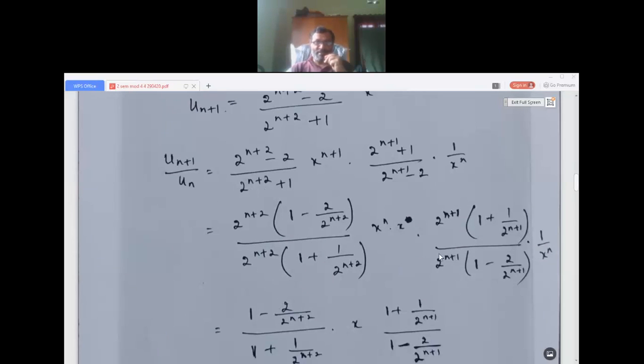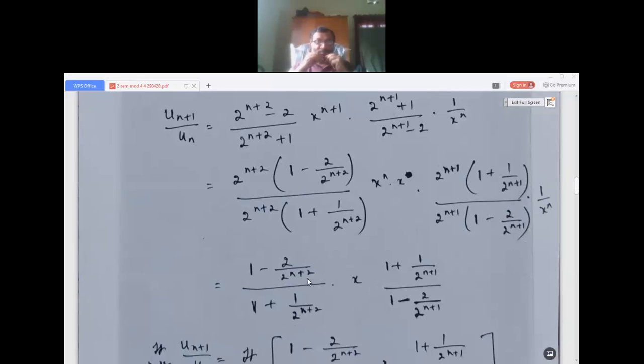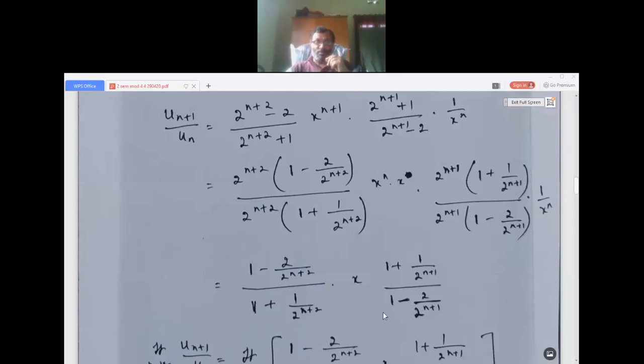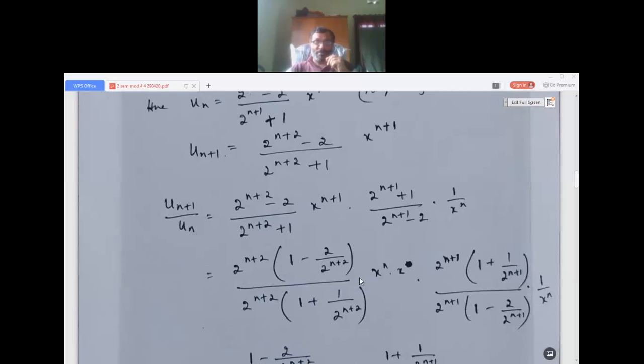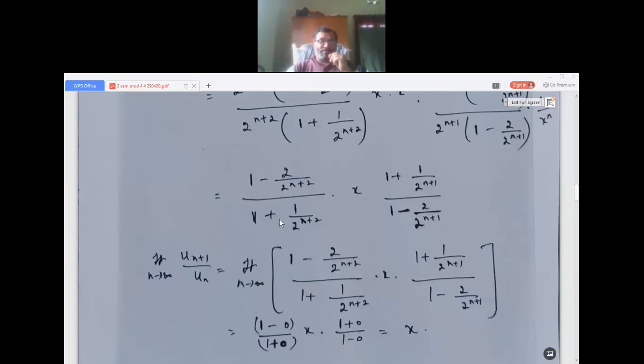So these terms cancel, this term also cancels, x power n cancels. So finally we are left with, you can see it's very simple, 1 minus 2 by 2 power n plus 2, 1 plus 1 by 2 power n plus 2, into x. So 1 plus 1 by 2 power n plus 1, 1 minus 2 by 2 power n plus 1. This x power n cancels, only x is left, like this. So this is the term u(n+1) divided by u(n). Now we apply the limit for this, that is to find D'Alembert's ratio test, to judge what type of answer you are getting.